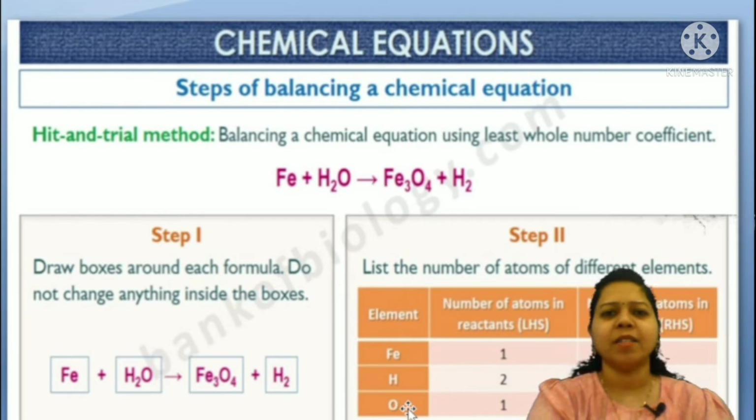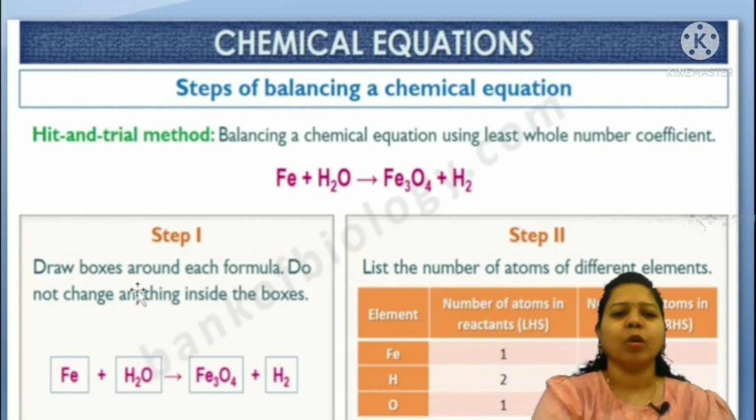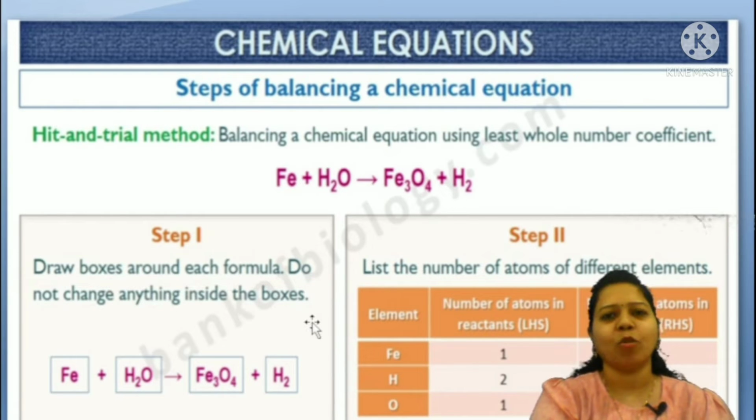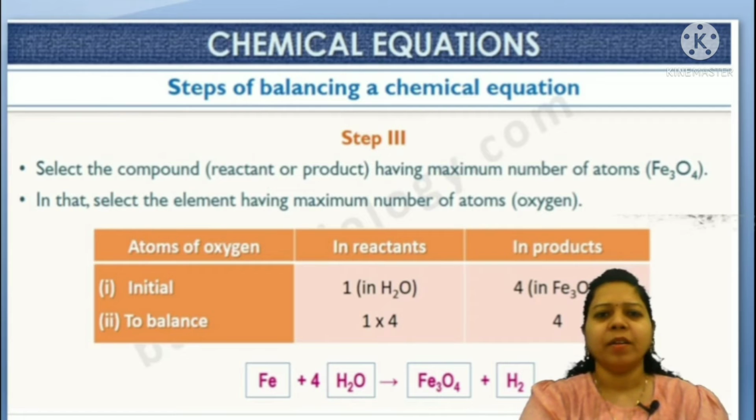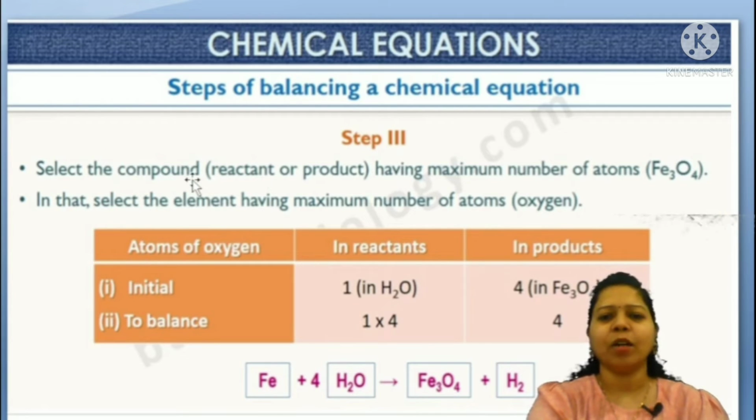The first step to balance the chemical equation is draw boxes around each formula. Do not change anything inside the boxes. Write down as it is the number of those atoms, like this one. Next step to balance the chemical equation, that is select the compound, reactant or product having maximum number of atoms. In that, select the element having maximum number of atoms.